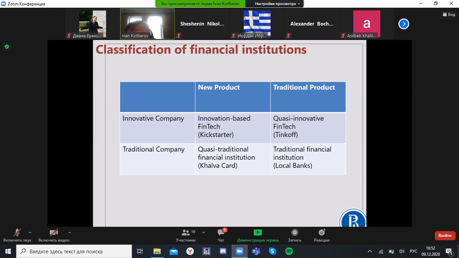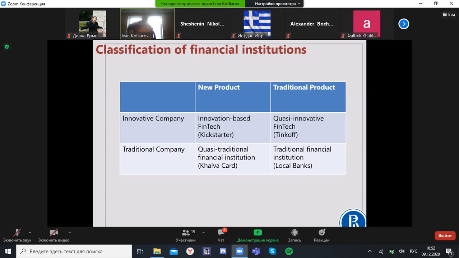Ladies and gentlemen, an innovative company offering a new product. It is a genuine fintech again. So you are an innovative company from the point of view of organization and technology, and you create a new product. It is innovation-based fintech, Kickstarter. It exists in the internet only. It allows for direct interaction between backers and initiators of projects, contrary to banks which are mediators. And they offer a new product, crowdfunding.